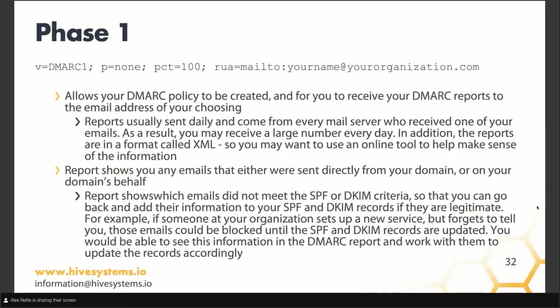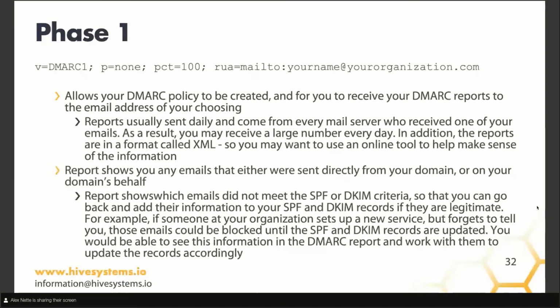So phase one, if you've set your SPF records and you've set your DKIM records, the first step for your DMARC record is to set the p equals none and the percent to 100. And so this allows your DMARC policy to be created and for you, more importantly, to start receiving your DMARC records. And that can go to an email address of your choosing.